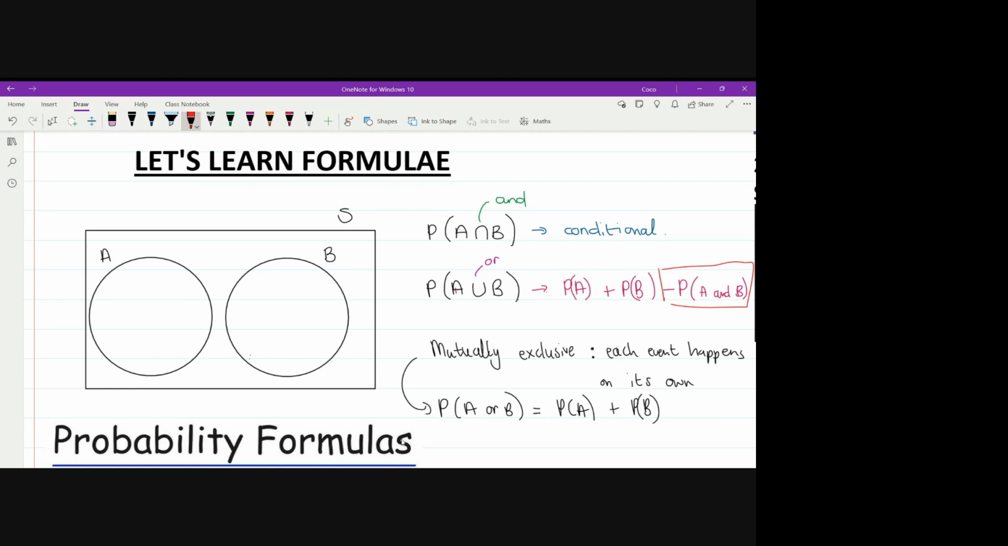Then we need to talk about the complement, and I'm realizing I've run out of space because I've written too big. Let me see if I can do this.